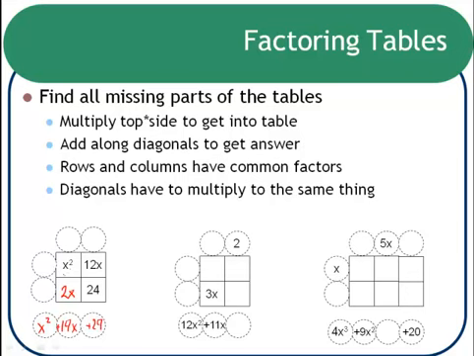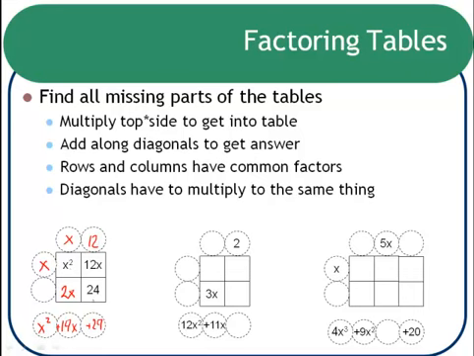And the original question is... I always start by looking at the top row and pulling out any common factors they have. They both are divisible by x, so I'll start by pulling out an x. And once I've done that, the rest of these are determined for me. If this is x, this has to be x because of multiplication. And if this is x, this has to be 12. 12 times x is 12x.